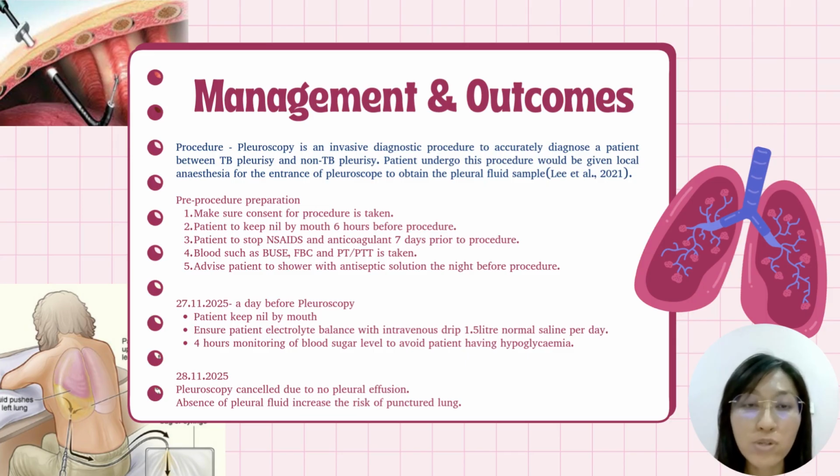And next, the patient is to be kept nil by mouth 6 hours before the procedure, and to stop NSAIDs and anticoagulants 7 days before the procedure. Bloods such as full blood count and PT/APTT need to be taken, and the patient is advised to shower with antiseptic solution the night before the procedure. While the patient is nil by mouth, we need to ensure electrolyte balance with an intravenous drip of 1.5 liters of normal saline per day and 4-hourly monitoring of blood sugar level to avoid hypoglycemia.